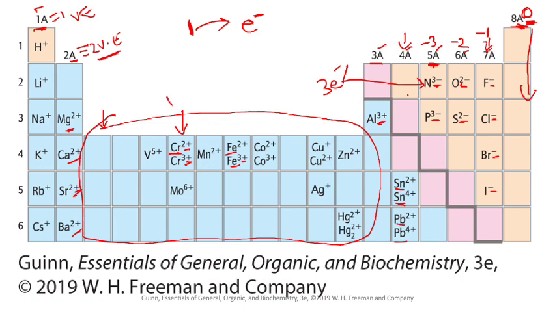So remember this, most of the transition elements normally show variable charges. So this is the difference between the main group elements and the transition elements, right? Depending on which one has a fixed charge, which one has a variable charge.